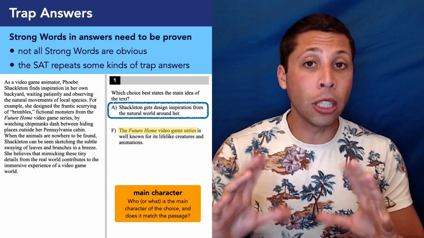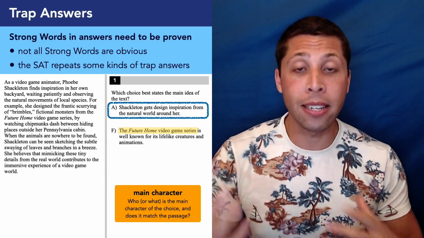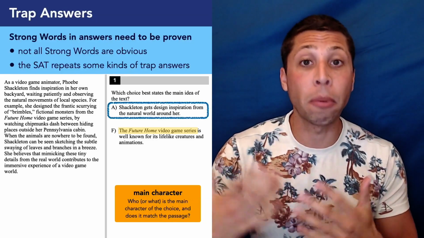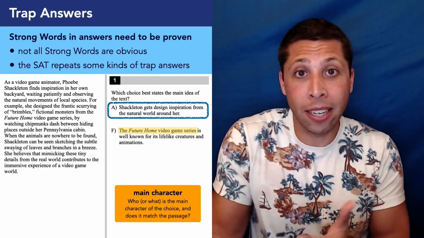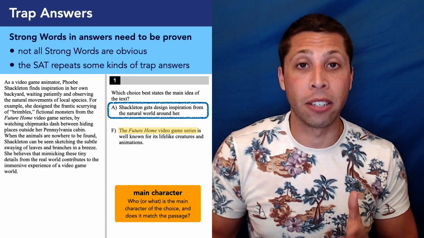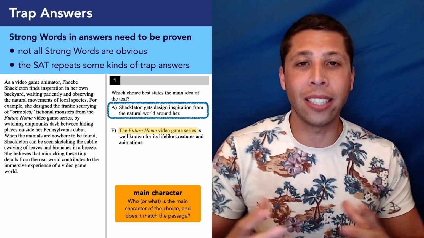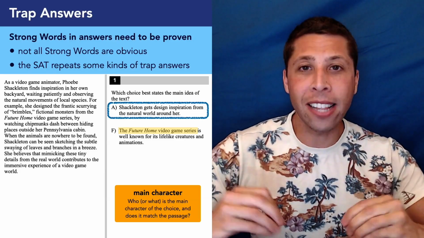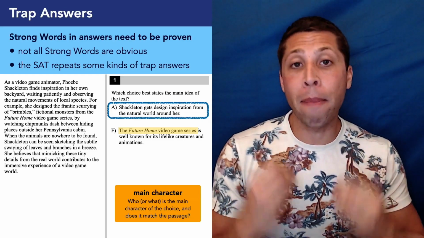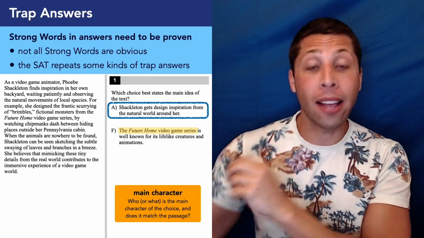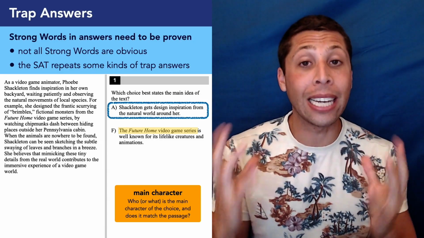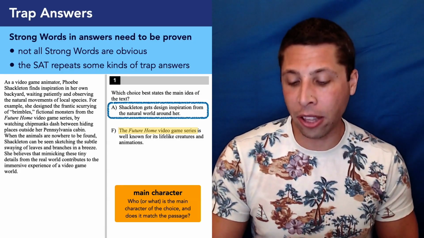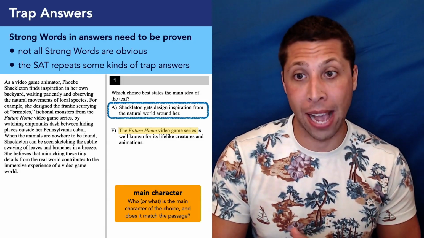And we've got to be flexible with this word character, right? It doesn't necessarily have to be a person or someone from a fictional work. In this case, the character is the video game series, The Future Home. So it just means the main idea, the main thing that the story is about, doesn't match up between the choice and the passage. So it's a good way of quickly cutting down on the details and seeing that there's a mismatch between a choice and a passage.